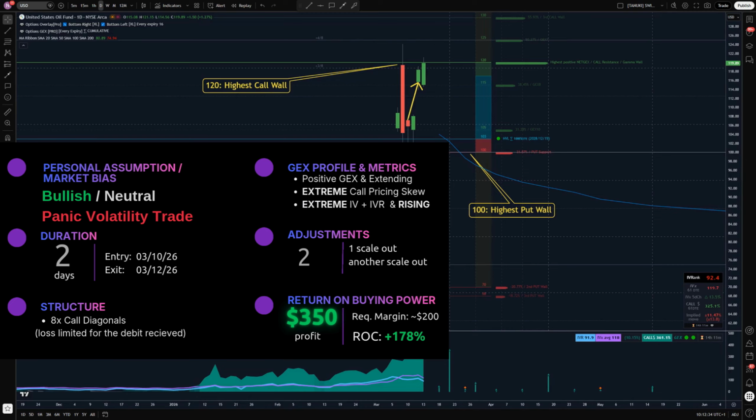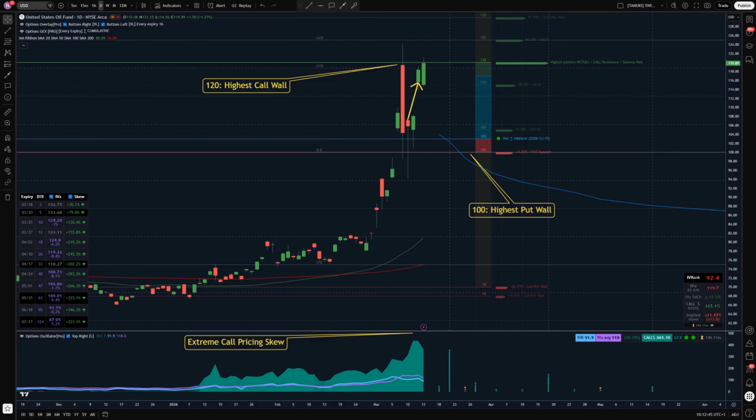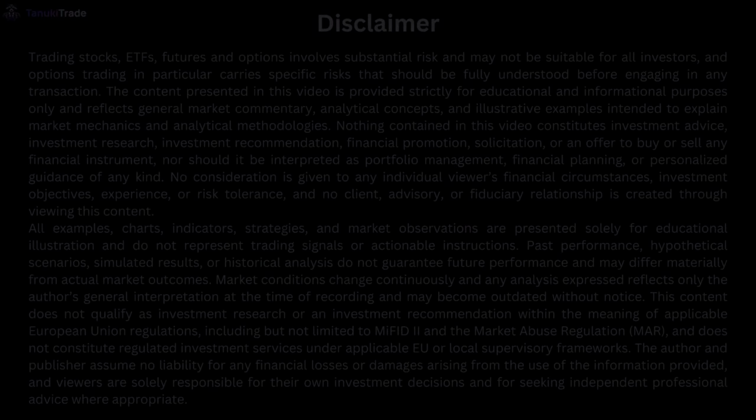The key takeaway here is how extreme volatility and skew can rapidly expand the value of time spreads, creating opportunities to lock in gains through active scaling. Now let's watch the recording.